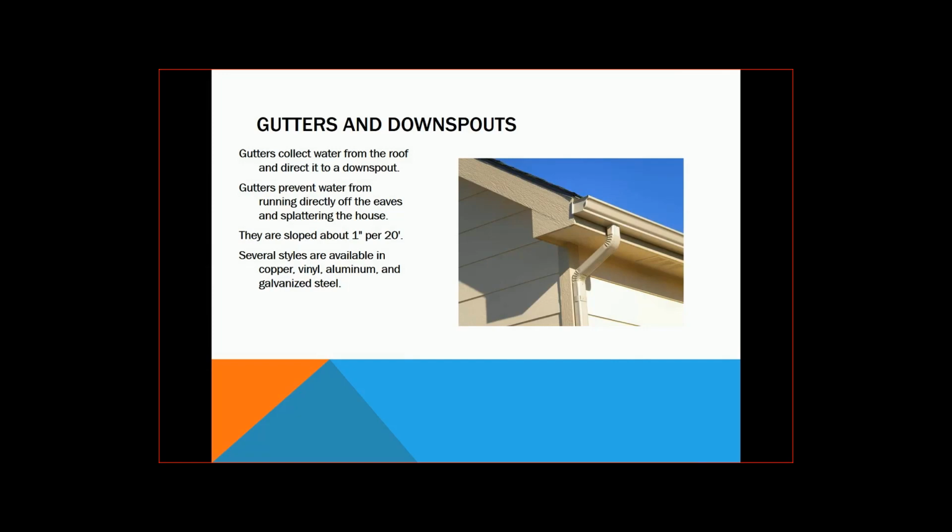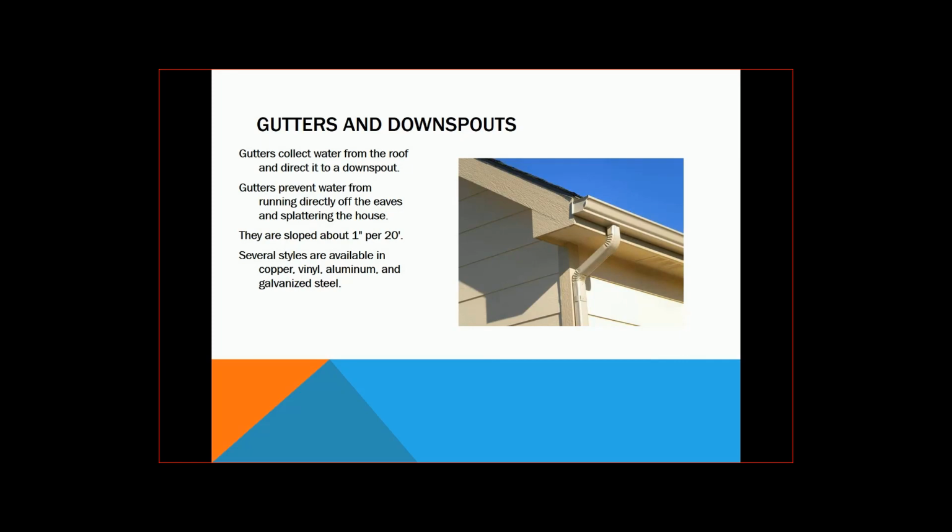Gutters and downspouts. Gutters are usually put on the low side of the slope of the roof. Again, you can get those in any color, lots of different shapes, lots of different sizes, and then they usually have a very small slope to them that goes back to a downspout that comes down the side of the house and goes down onto a splash block. The gutters basically collect water from the roof and direct it to the downspout.